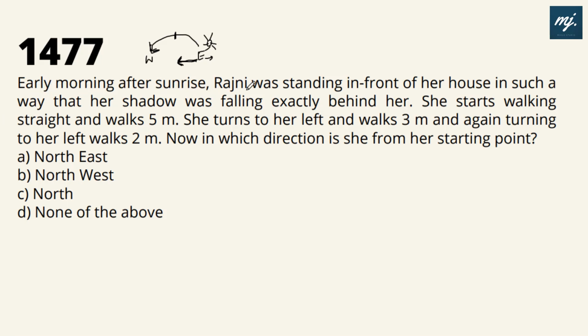Early morning after sunrise, Rajni was standing in front of her house in such a way that her shadow was falling exactly behind her. That means she is heading towards east. That's why her shadow is towards her back, and that is towards west, as we have seen here. She starts walking straight towards east, 5 meters. She turns to her left and walks 3 meters. Left would be towards north, 3 meters.